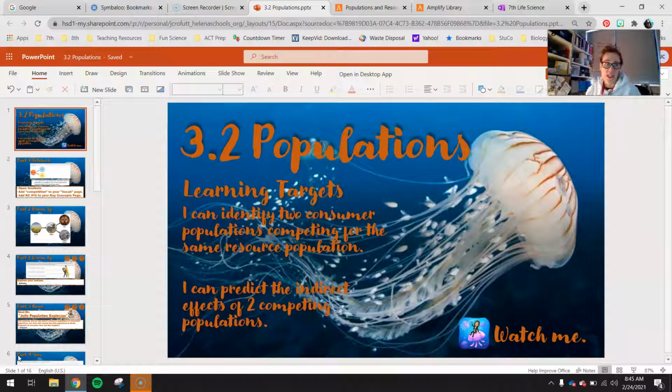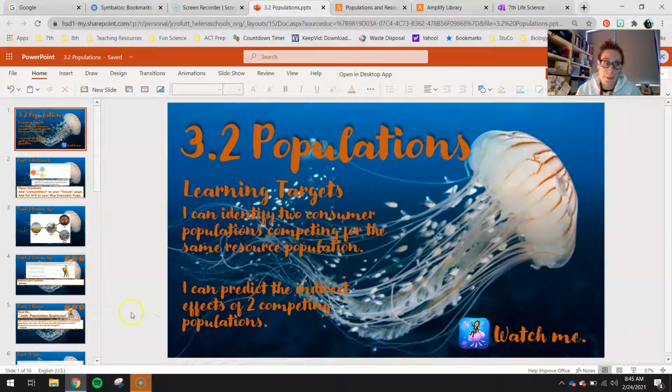So your learning targets are: I can identify two consumer populations competing for the same resource population, and I can predict the indirect effects of two competing populations. So again, we're going to be looking at two competing populations and how, if we were to change one, how it would affect another.